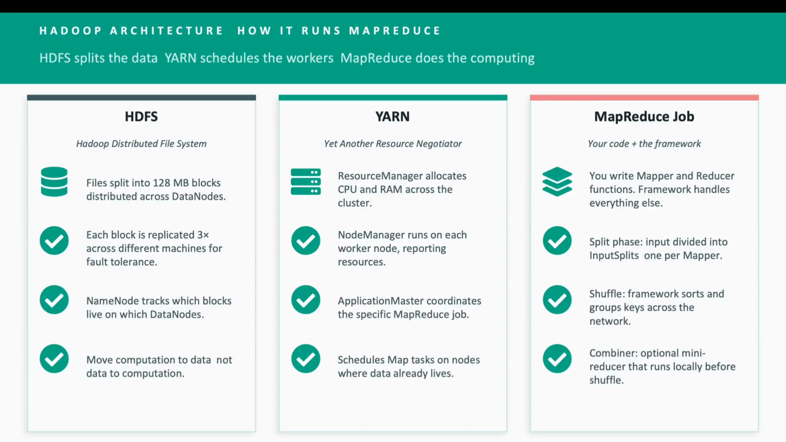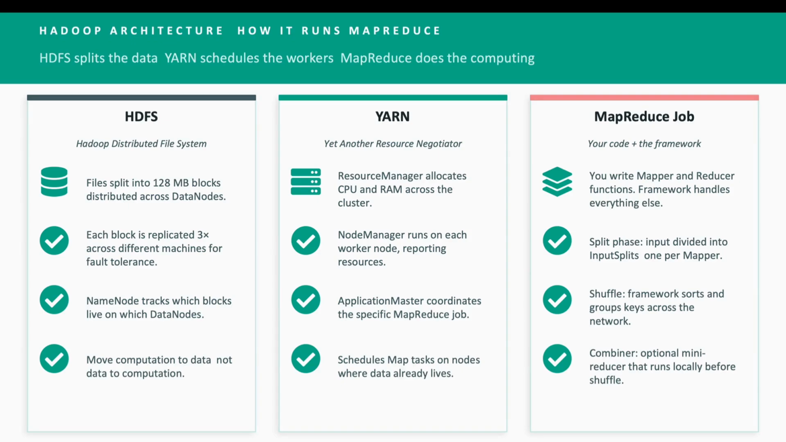So for now, let me show you how Hadoop actually runs a MapReduce job. I have 3 components. We have HDFS, the Hadoop Distributed File System. Your input data is split into 128 megabyte blocks and distributed across data node machines in the cluster. Every block is replicated 3 times on different machines, so if one machine dies, the data is not lost. The name node keeps track of which blocks live on which data nodes.